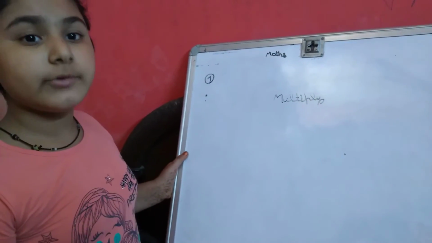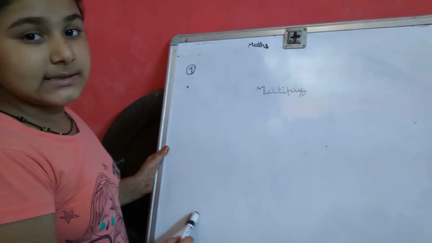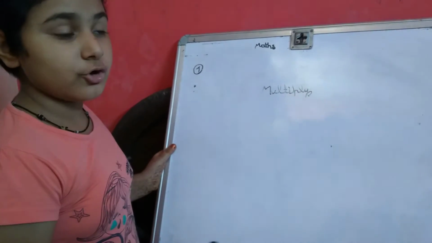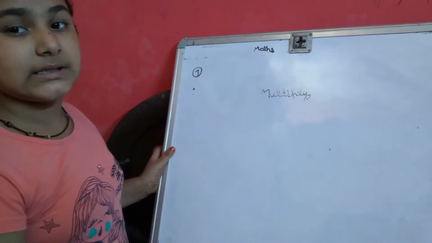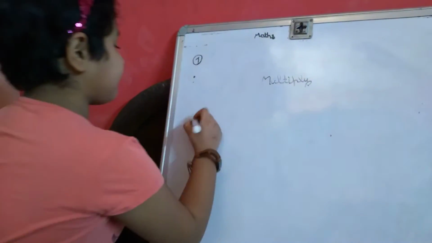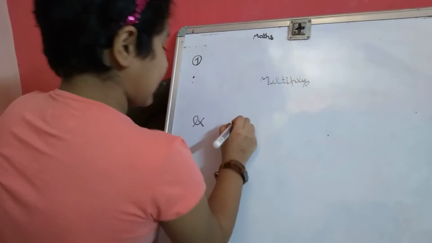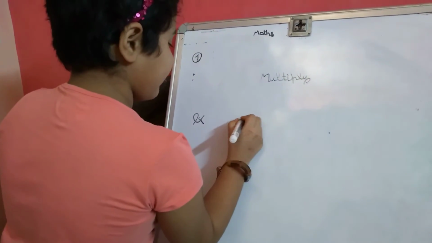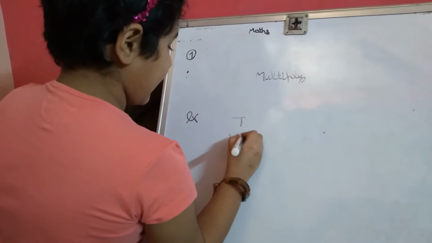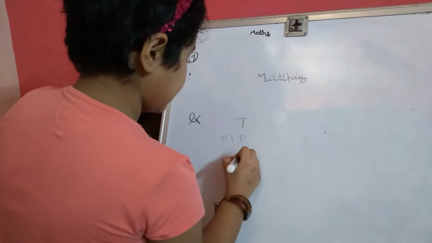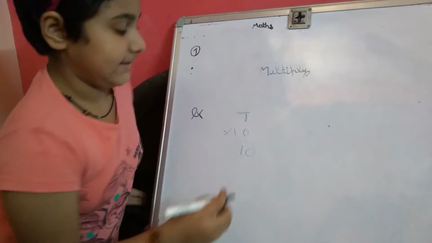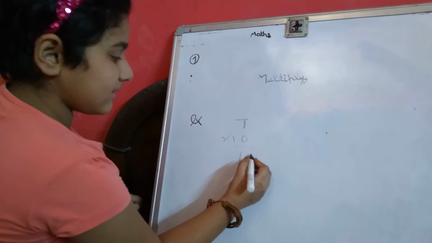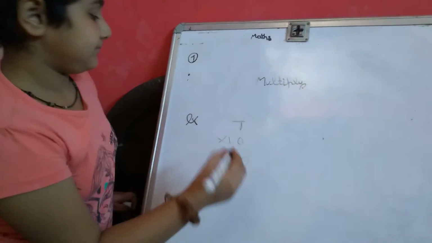We multiply any number by 10, so we write the answer and put 0 on the right side of the answer. I give you an example. Example is 7 multiplied by 10. So the answer is 70, because the 0 comes on the right side of the answer.